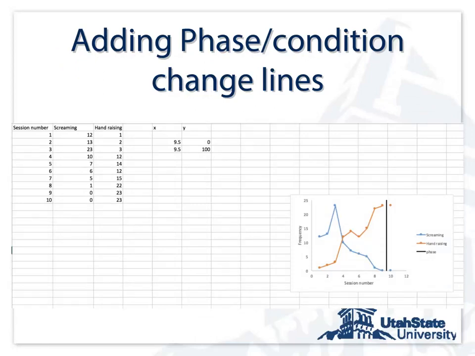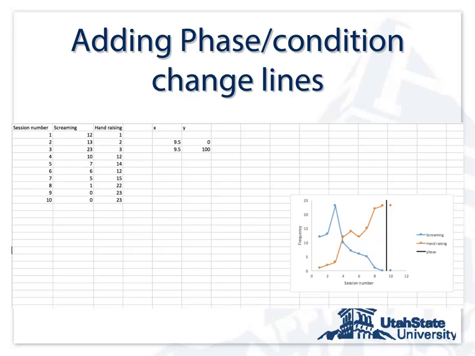A phase change line in a graph means that some significant change has occurred. An example of the significant change might be a change in intervention or the introduction of a new intervention. A condition line is similar to a phase change line, but it means that a less significant change has occurred. So for instance, this might be a medication change.